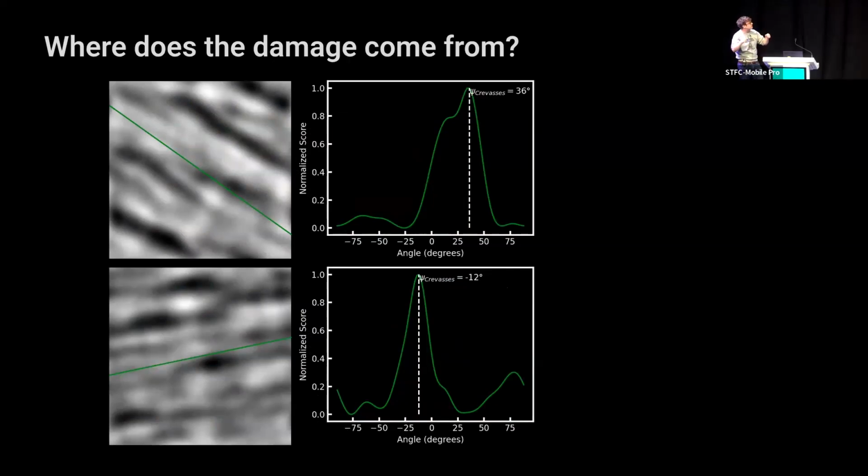So that's the angle of the crevices. I show you two images here from two different grids. So the knife was kind of cutting from a different direction. And you can see in one case that angle is 36 and the other one is -12.